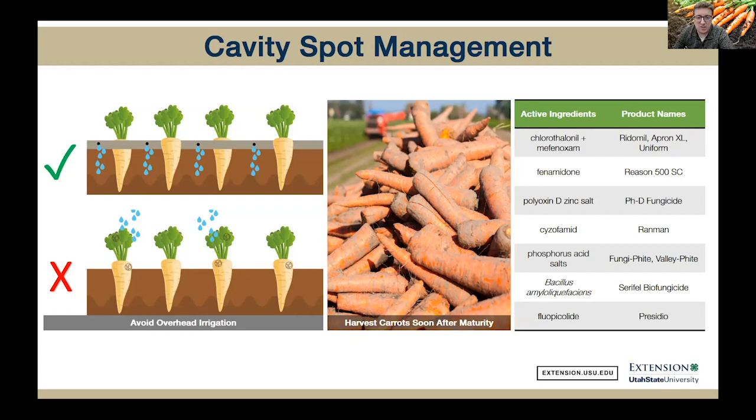And then I found a few fungicide options. I listed them here. The only organic options I found were Fungi-Fite, which is the phosphorous acid salts, and then the Serifel biofungicide is an option. I know a lot of you guys like your organic options.